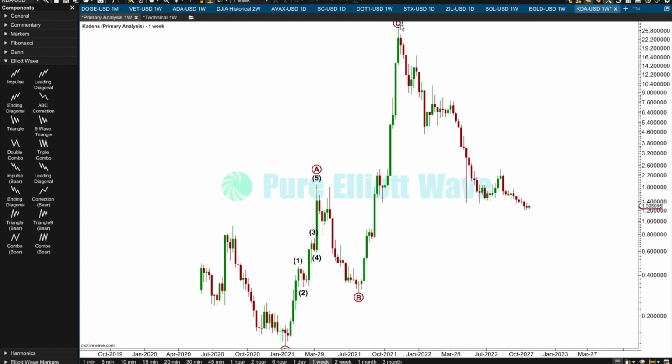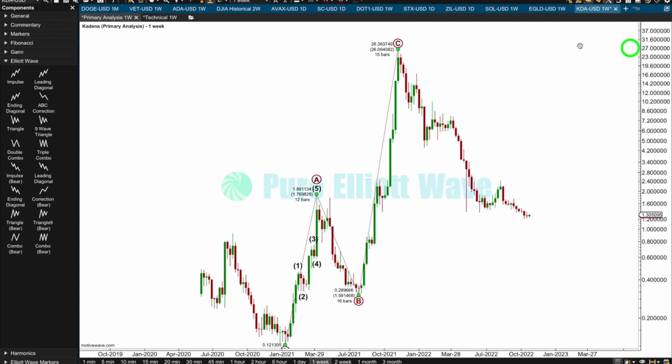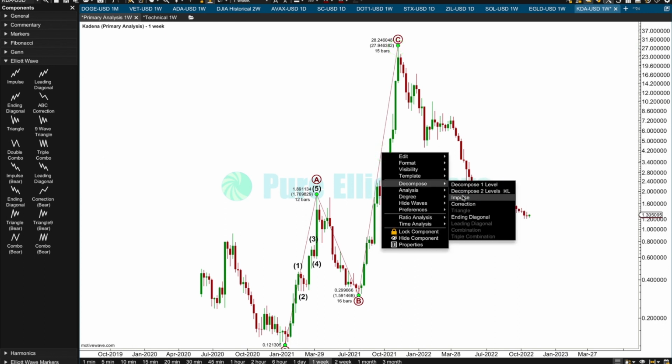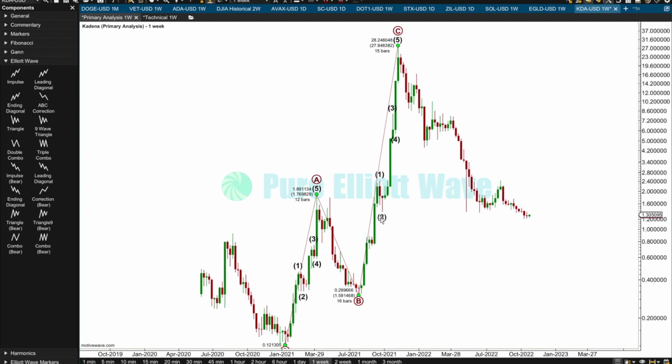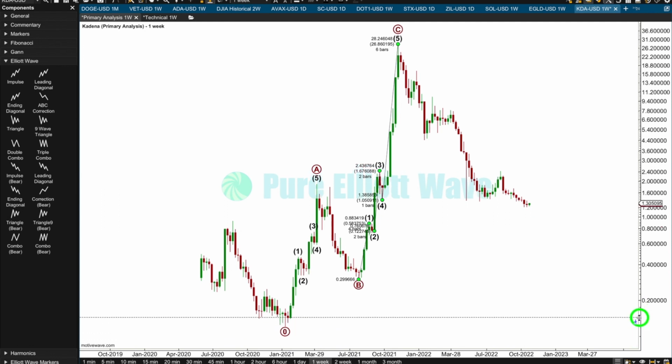Okay, is C going to subdivide as a 5-wave impulse? It looks like it could. Nope, I'd want to put this here and this here. Is 3 going to be the shortest? I don't think so, no, because this is a semi-log scale, so 3 is longer. If there's a 3 to the upside, then there should be a 5 to the downside.